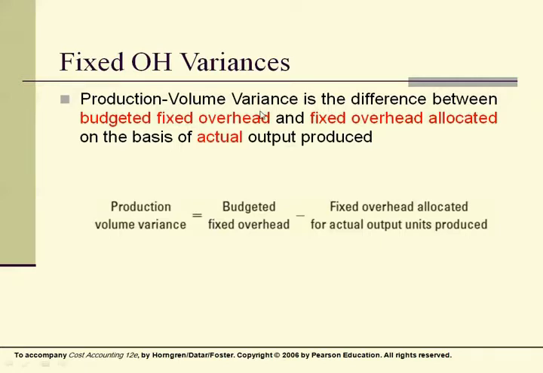Production volume variance is the difference between budgeted fixed overhead and fixed overhead allocated on the basis of actual output produced. So production volume variance equals budgeted fixed overhead minus fixed overhead allocated for actual output units produced.